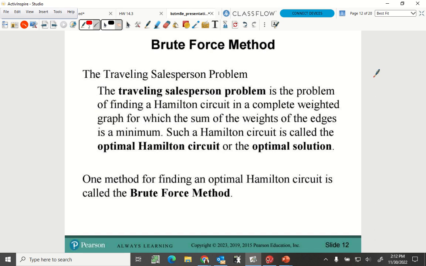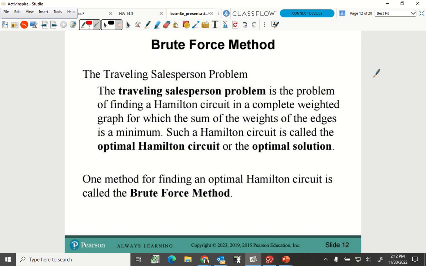So the traveling salesperson problem is a problem of finding a Hamilton circuit in a complete weighted graph in which the sum of the weights of the edges is a minimum. What do you think minimum means? Smallest number. So I need to go through all my vertices and have the smallest number possible.